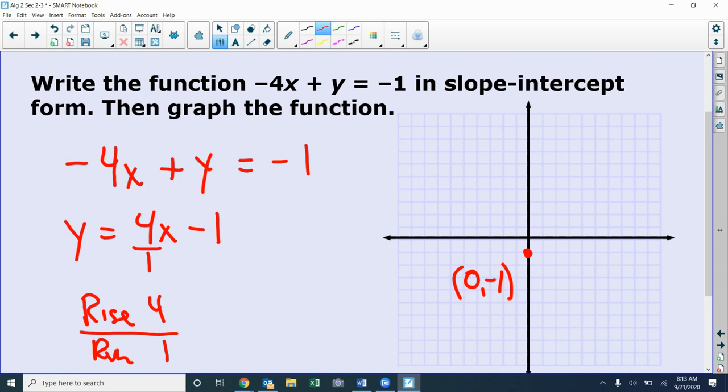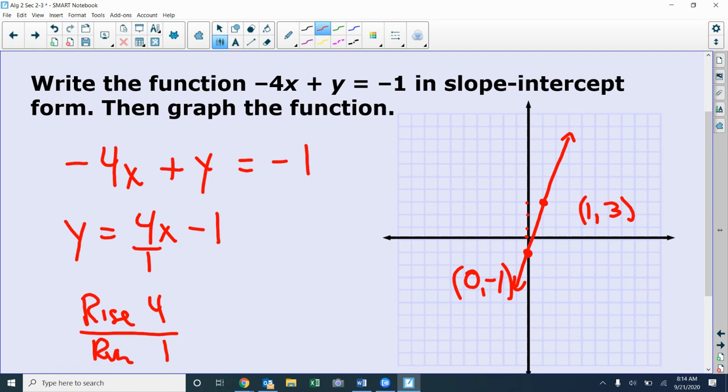Rise 4: 1, 2, 3, 4, run 1, it is a positive slope. This is x at 1, y at 3, and there you have it. Review, isn't it, everyone? Hopefully you're engaged enough to get your mind going back with this concept of slope intercept and finding your intercepts themselves.